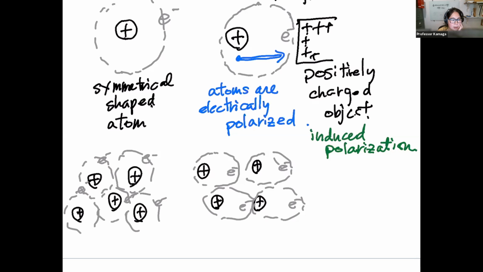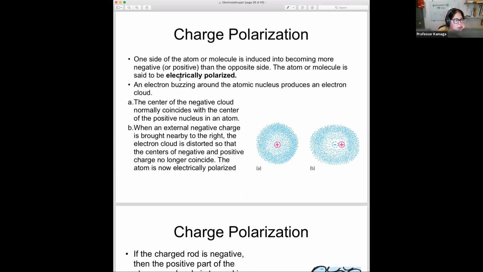This might be a better view. So here, A is when typically there's no external force applied. You have a positive nucleus in the center, and negatively charged electron clouds are making a nice spherical shape. But let's say you have an external, in this case, negatively charged object nearby to the right. So on this side you have a negatively charged one.